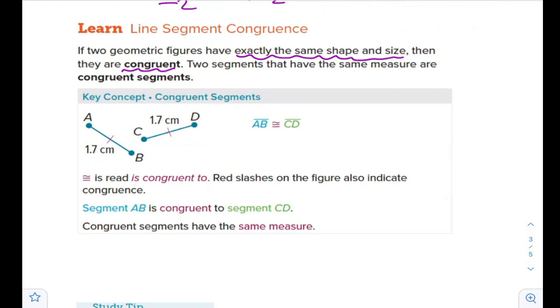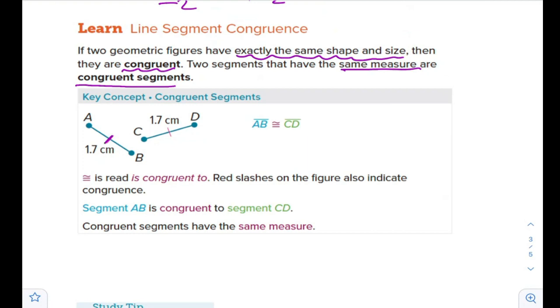If they have the same shape and the same size, the same length, they are called congruent. Congruent means copy-paste of each other. Two segments that have the same measure are congruent segments. And usually if the segments are congruent, they are equal in measure. Usually to identify that the segments are congruent on the shape, we will use the same tick mark.